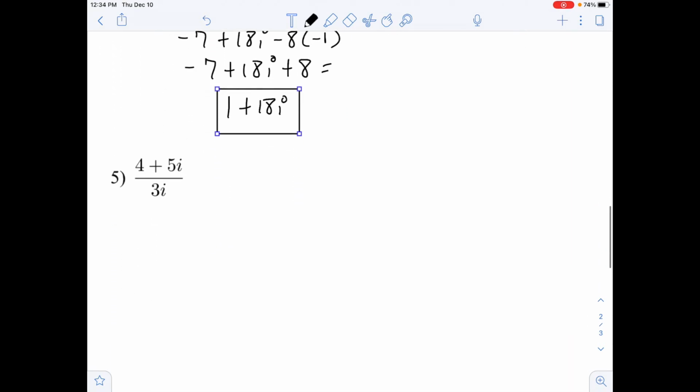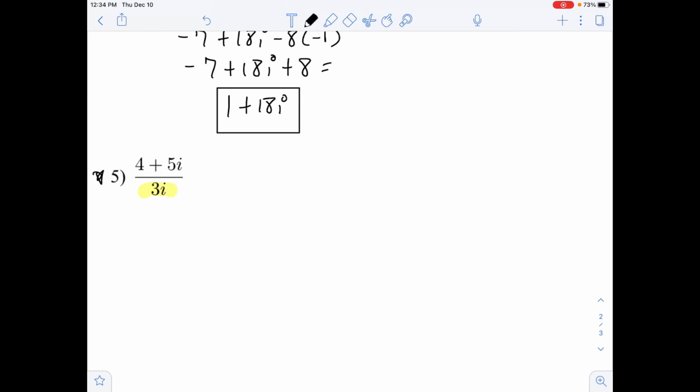Now let's look at division. So here, we're just dividing the 4 plus 5i by 3i. Well, there's really not much that we can do here, but we do have a problem because we have an i in the denominator. And we can't have i in the denominator and the expression considered simplified. So we've got to get rid of that i in the denominator.